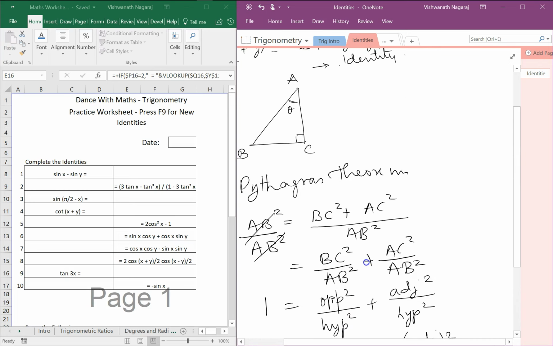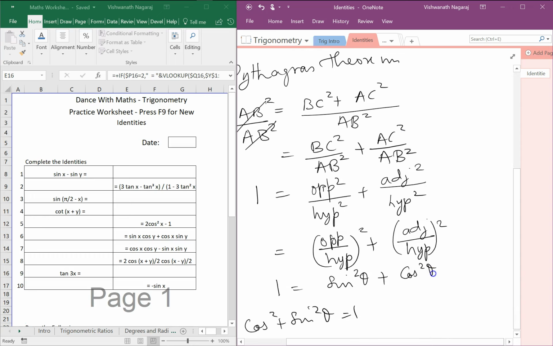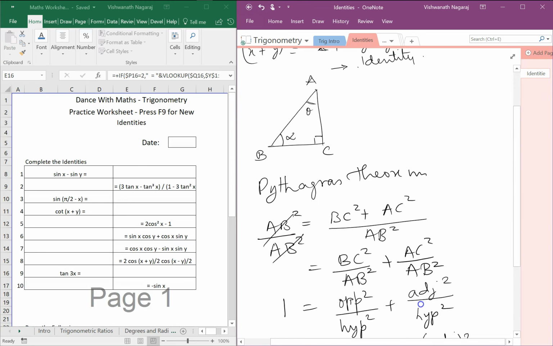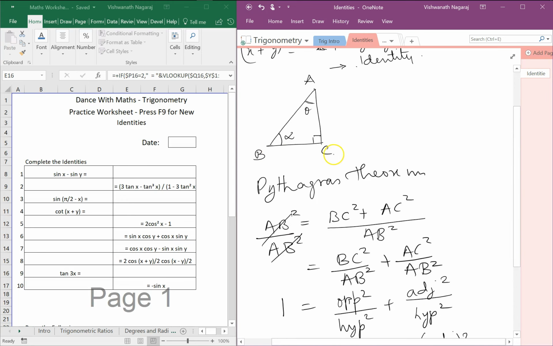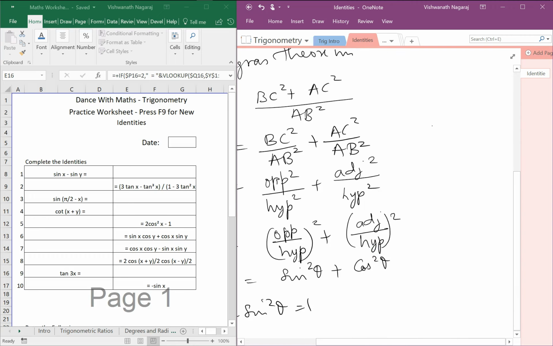Now remember, you don't have to take this angle theta as angle A. You can take B also. Let's say if you had taken B and let's say this is alpha, then in that case BC square by AB square would have been, let's actually do it, adjacent square by hypotenuse square plus opposite square by hypotenuse square.